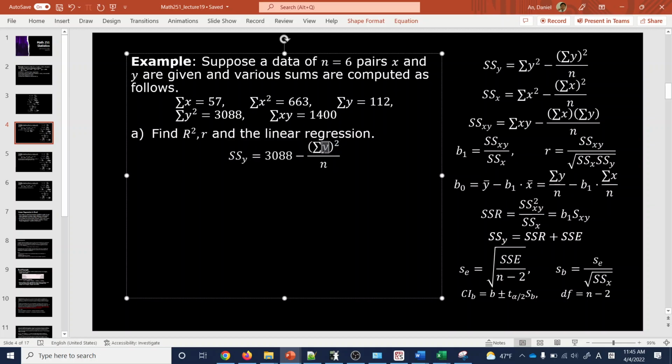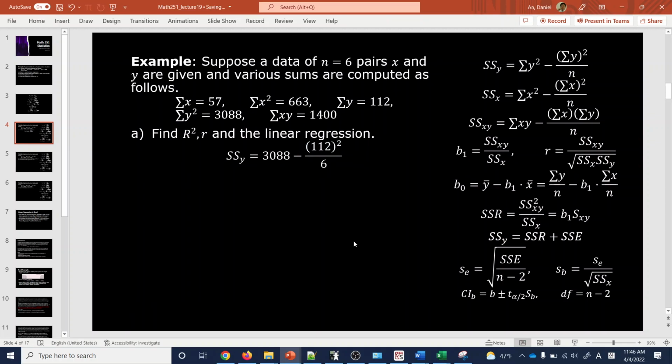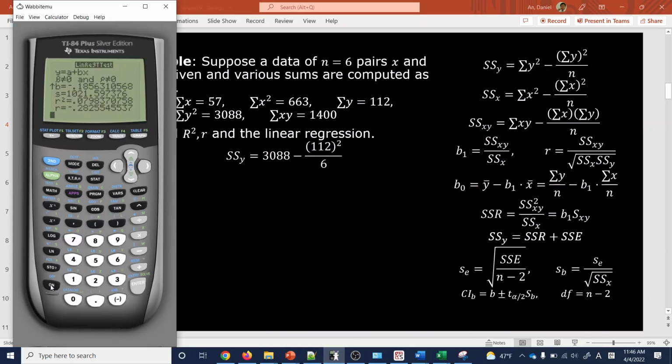So sigma y, what should I replace this one by? 112. Good. And how about n? 6, right? That's what we have to do with a calculator. Let's see, 3088 minus 112 squared divided by 6. Enter, and I get 997.33.